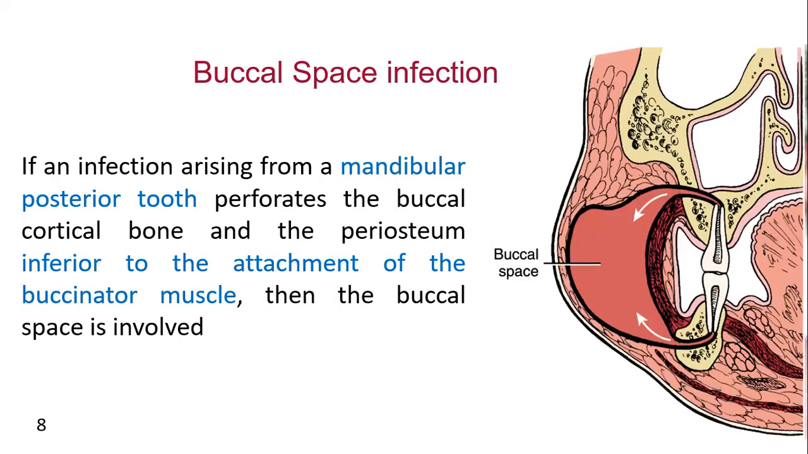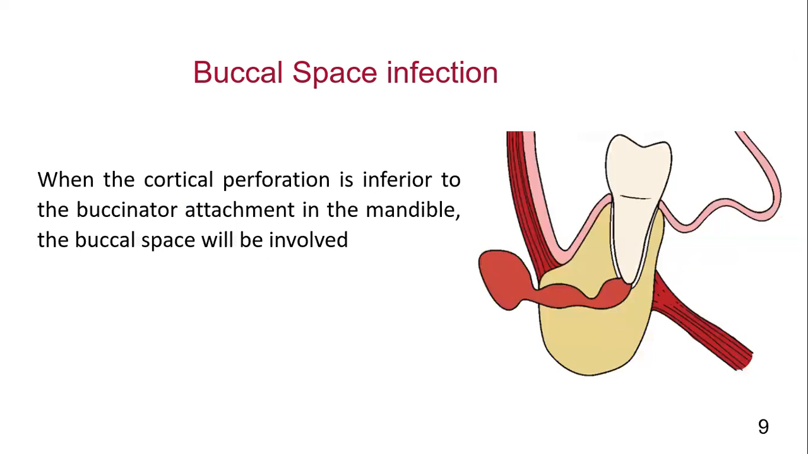If an infection arising from a mandibular posterior tooth perforates the buccal cortical bone and the periosteum inferior to the attachment of the buccinator muscle, then the buccal space is involved. Another view showing that when the cortical perforation is inferior to the buccinator attachment in the mandible, the buccal space will be involved. For more detail about buccal space infections, watch our video about infections arising from the maxillary teeth in part 1 of that lecture.